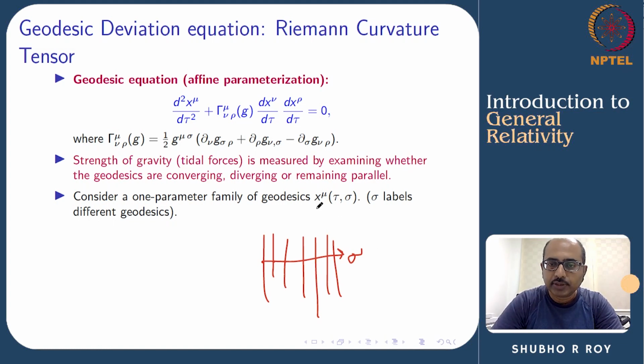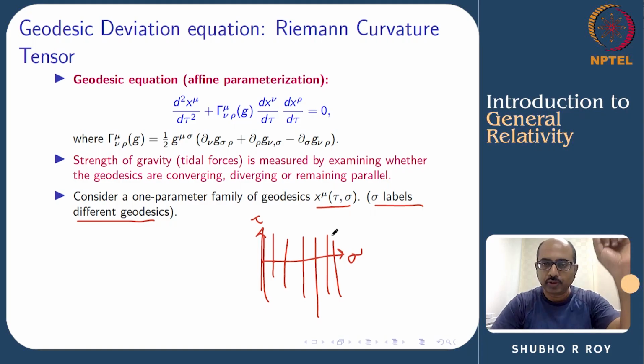And these geodesics will be a function of both tau, the affine parameter along each geodesic, and sigma, the parameter which labels the geodesics. As I've written in the slide, sigma labels the different geodesics, and tau labels the different points on the same geodesic.